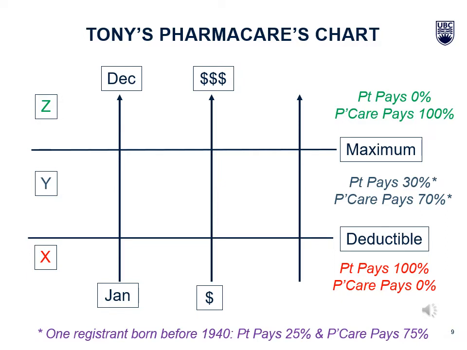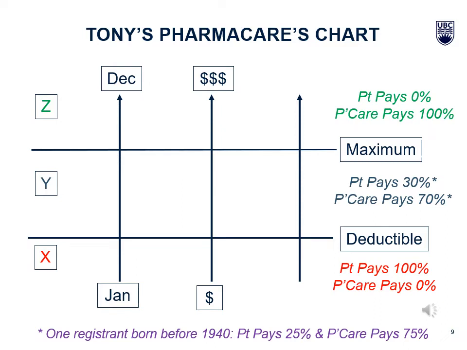In between zone X and Z, we have zone Y, and this is when a patient is between their deductible and maximum. When a patient is in zone Y, they pay 30% and PharmaCare pays 70%. However, if the patient was born before 1940 and is receiving enhanced PharmaCare coverage, instead of a 30-70 split, there's a 25-75 split. The patient pays 25% and PharmaCare pays 75%.